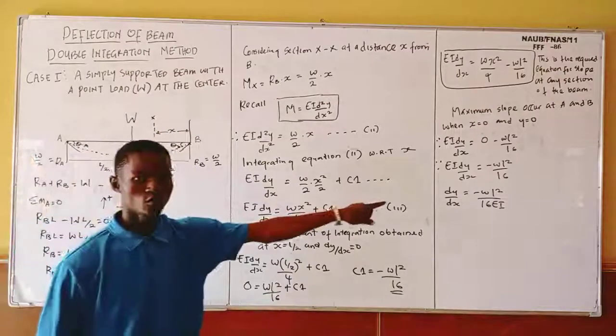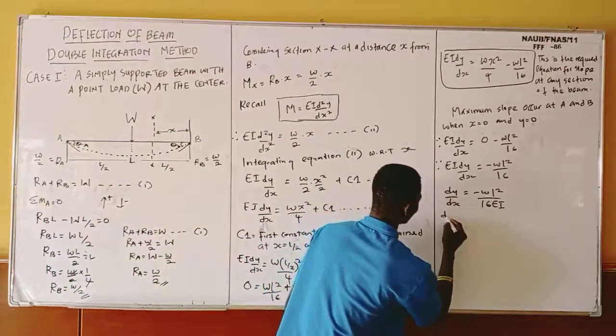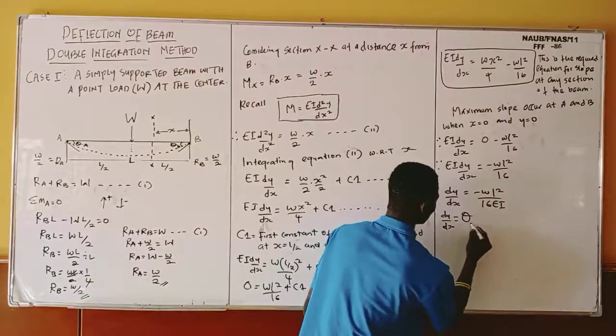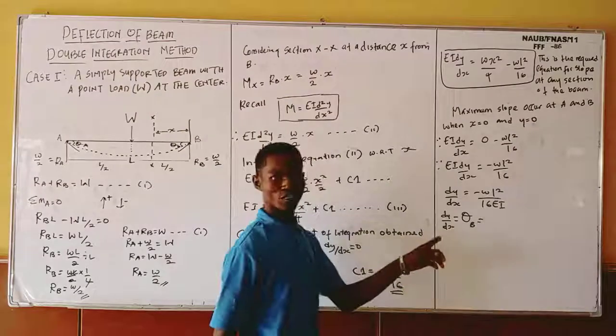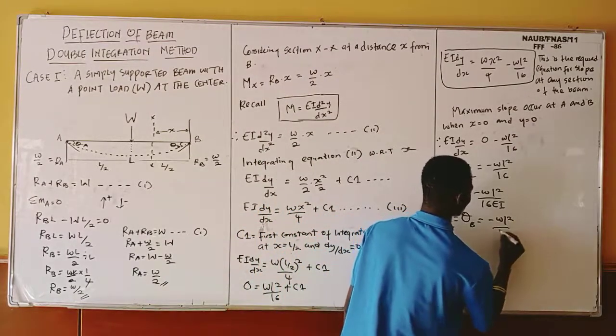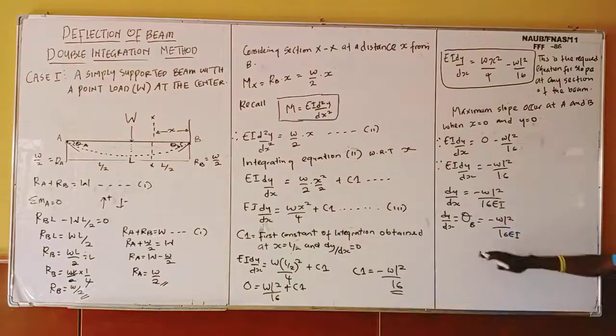So this one is from B. So assuming my dy/dx equals, let me do it like this, that is from B. You understand that I'm going to have negative WL squared over 16EI. So now, in this case, this is from B.